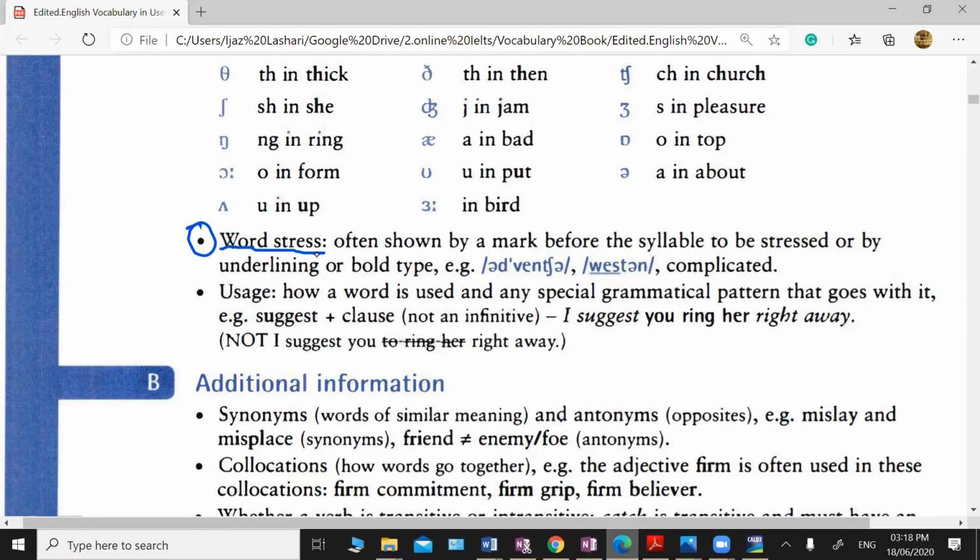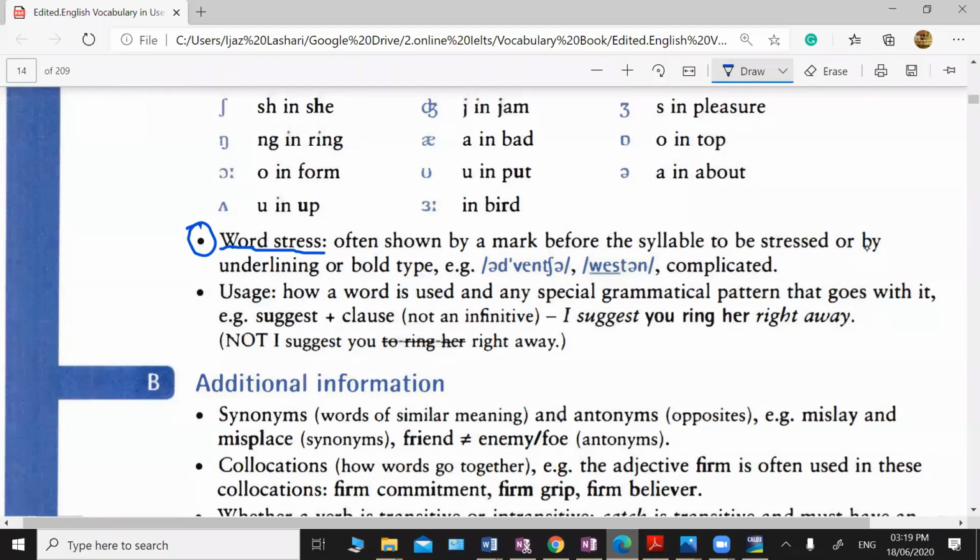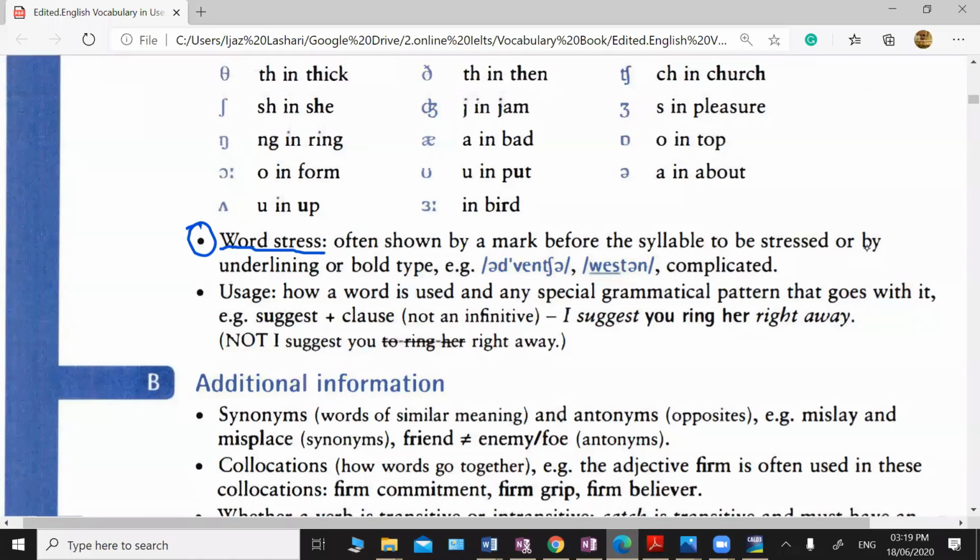Okay, word stress is often shown by a mark before the syllable to be stressed, or by underlining or bold type. For example, if you look at this word here, for example, the second word is western.